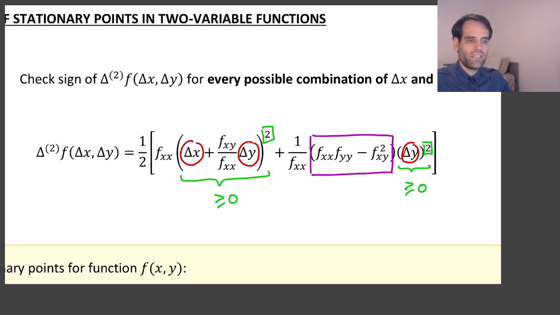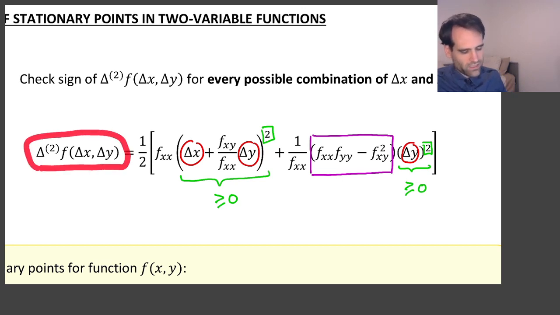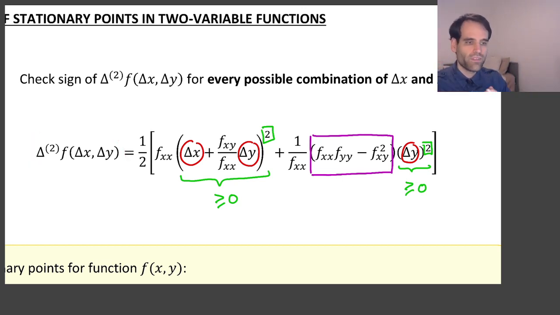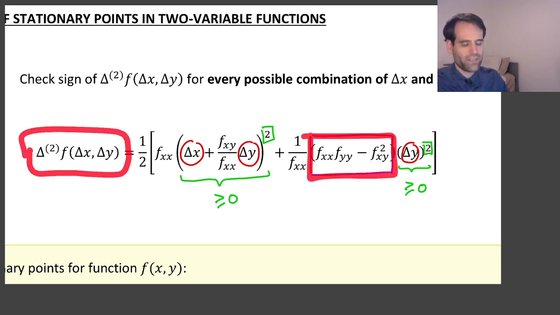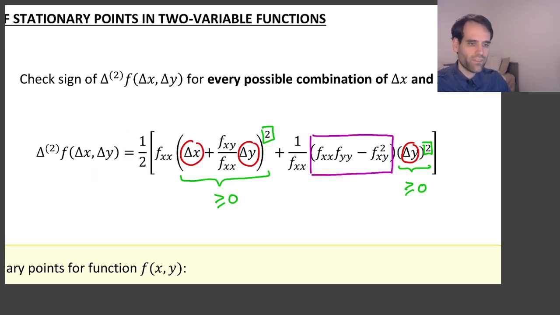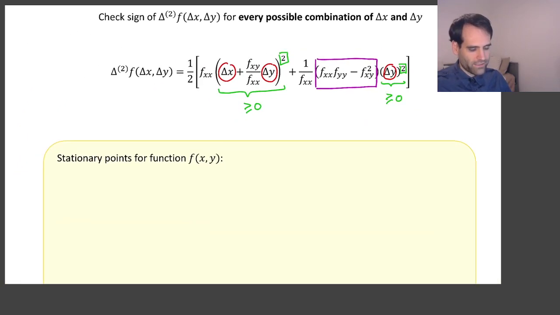If this term is positive, then the sign of delta 2f is always positive regardless of delta x and delta y. While if this term here is negative, then it means that I can always find some combination of delta x and delta y such that in some combinations the second order term is positive and in some other combinations it's negative. In other words, if this term is negative, then this second order term in Taylor expansion changes sign. Okay? And that's how in practice we classify the stationary points.